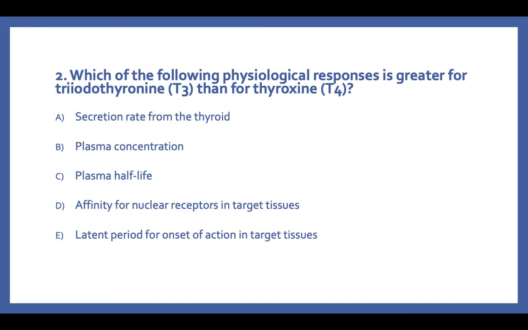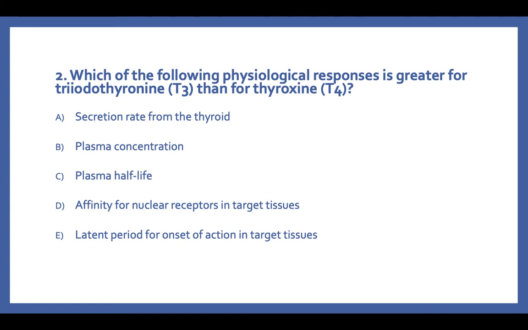So the second question is, which of the following physiological responses is greater for triiodothyronine than for thyroxine? Again, you can take some time to pause the video to think, and we can discuss the answers later. Now, the correct answer is D, affinity for nuclear receptors in target tissues. Again, we will be working by the elimination method.